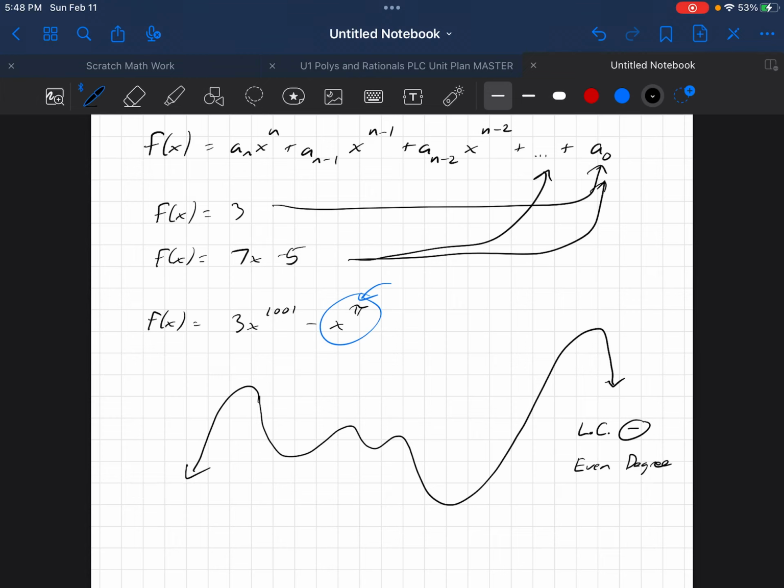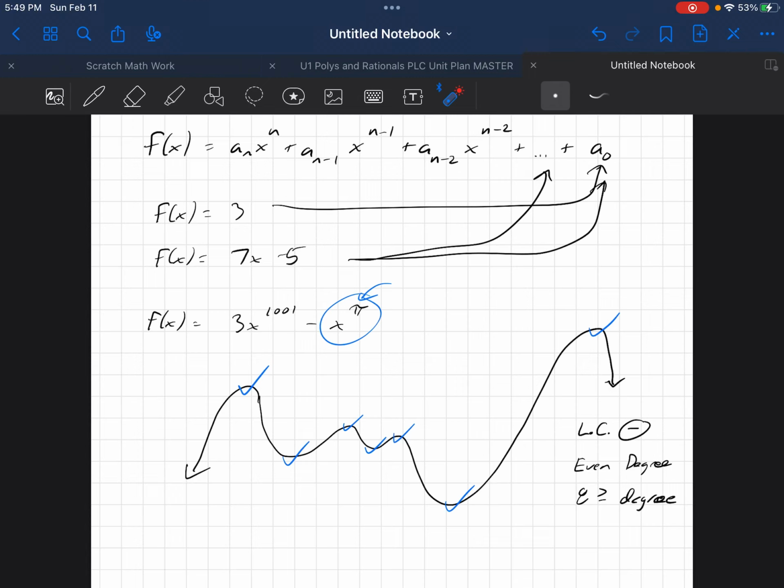And one other thing: if we look at how many times it turns, here's a turn, here's a turn, and so on. At a minimum, this thing turns 1, 2, 3, 4, 5, 6, 7 times. It has to be at least 8, so the degree has to be greater than or equal to 8. You take the number of turns, 7, add 1 to that, and you get the minimum degree.